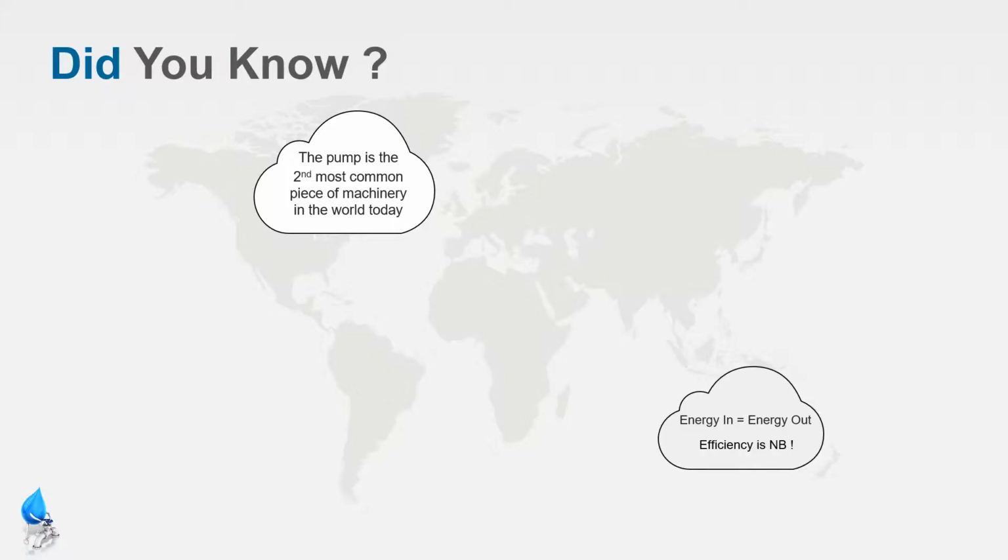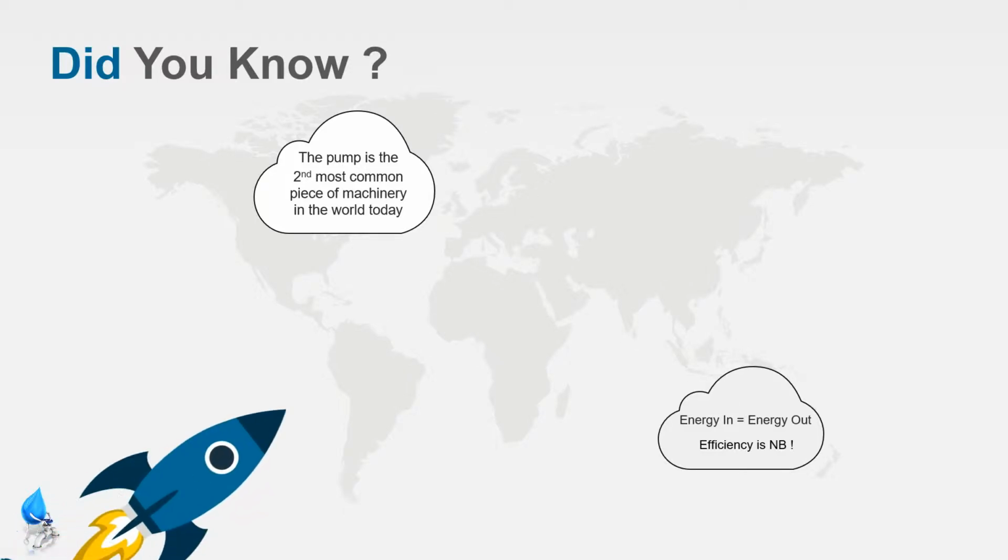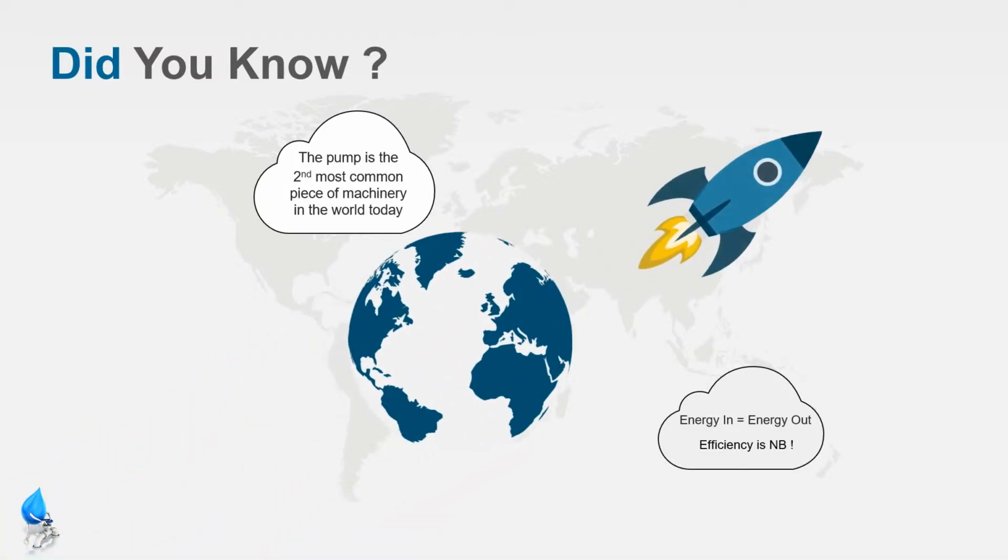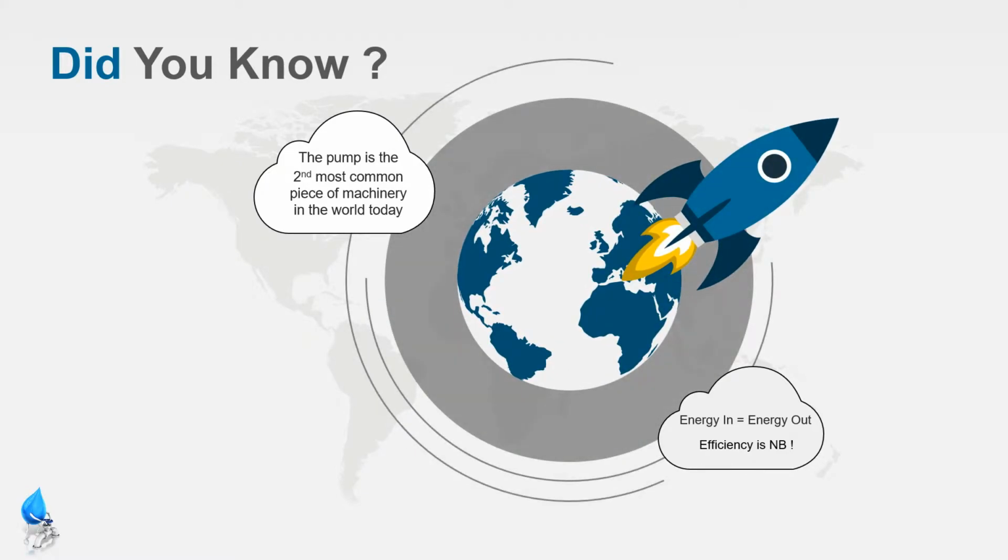Did you know the pump is the second most common piece of machinery in the world today, consuming a total of 25% of all electrical energy produced? This is massive, and energy in is equal to energy out. Efficiency is key, and even a change in 1% or 0.1% can have a massive impact on the amount of energy that we require on a day-to-day basis in the world.